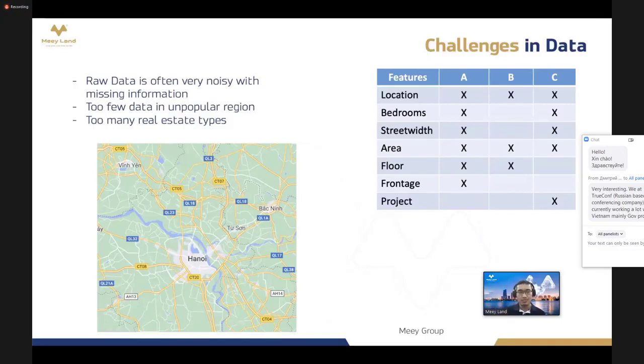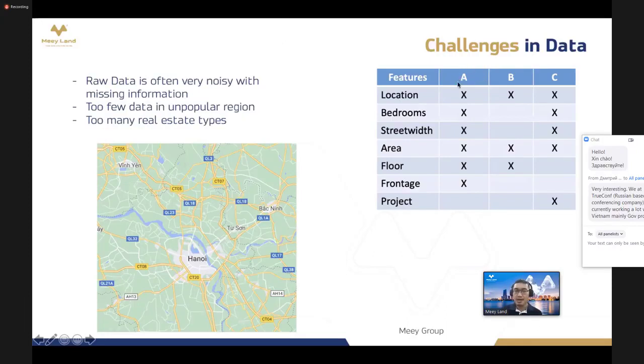In these very specific problems, we have the most challenges in the data, because the data is kind of noisy. It's missing a lot of information. For example, here I have a table with some features that are important when we want to evaluate the price of a property, like the location, the number of bedrooms, the street width, the width of the road in front of the house, which is also an important factor, along with the area and floors.